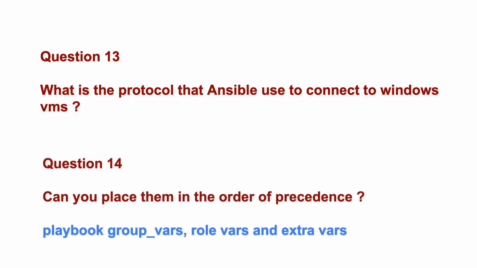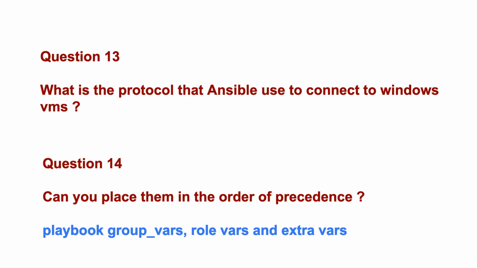And the next question is, can you place them in the order of precedence? So you have multiple places to store variables in Ansible, and here they're asking about group vars, role vars, and extra vars. You have to put them in the order of precedence. Ansible supports a lot of places to store variables, so you have to be very sure about the precedence of the variables, not just for the interview, but even when you are executing Ansible in real time, you need to know where to place your variables so that precedence acts accordingly. For this question, I think the order is correct.